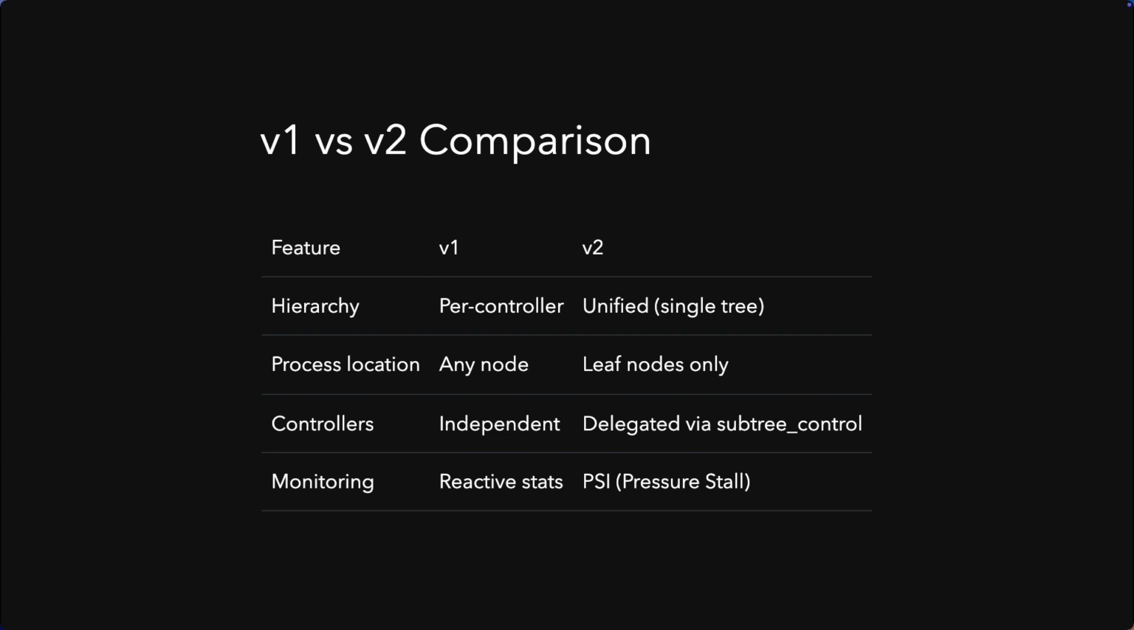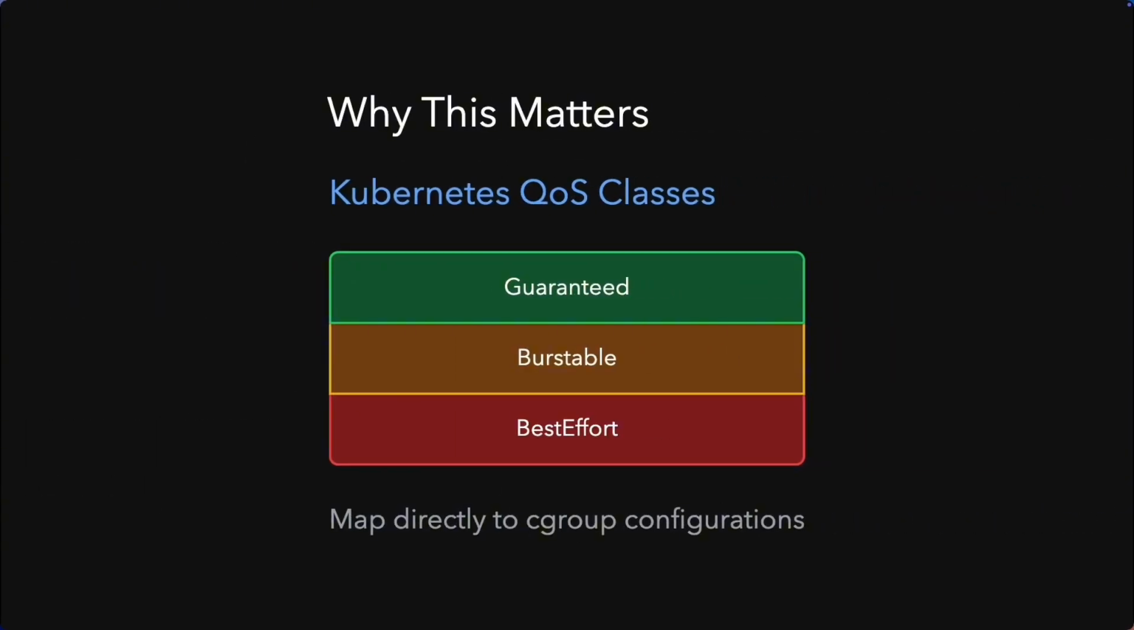And here is what matters for production. Kubernetes quality of service classes. It's guaranteed, burstable, and best effort. And all these classes map directly to cgroup configurations. And if you don't understand cgroups, you can't understand why your pod was evicted. So let's build that understanding.